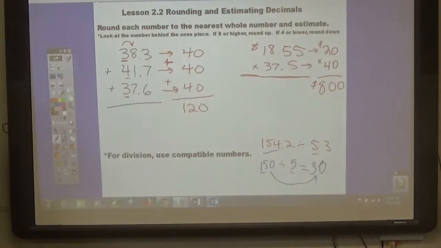So here's what I want you to do to practice estimation. I want you to go to page 45. And I want you to do 16 to 40.